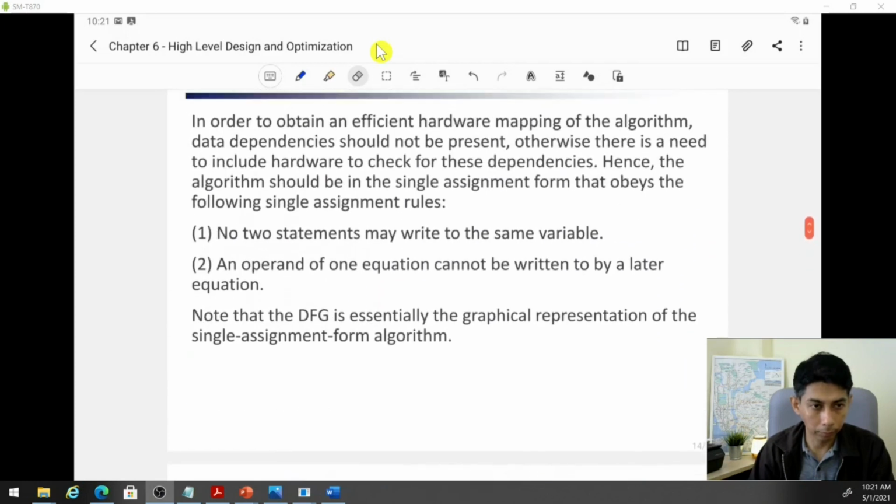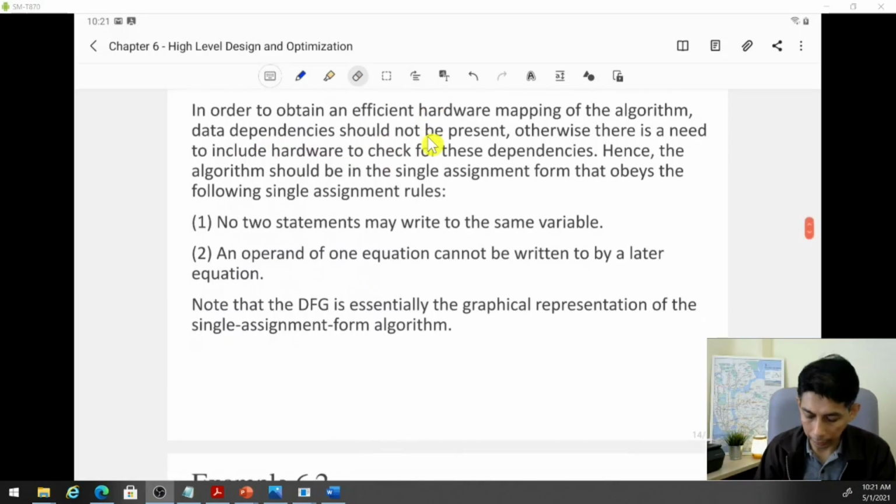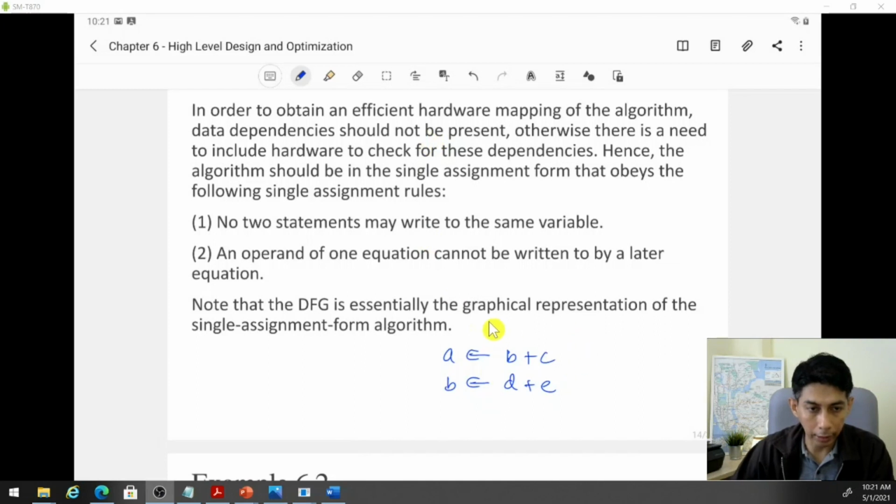So what is meant by data dependencies? Data dependency is something like this. For example, if you have B plus C is assigned to A, and the next statement is D plus E. All right, so we can see that the operand of the first statement, this is called the operand, depends on the second statement.